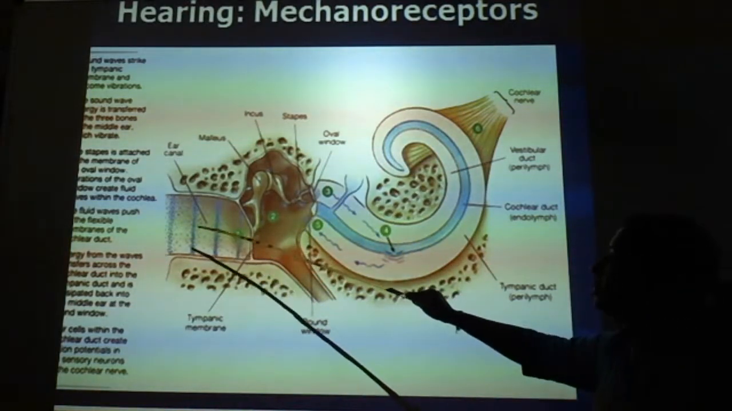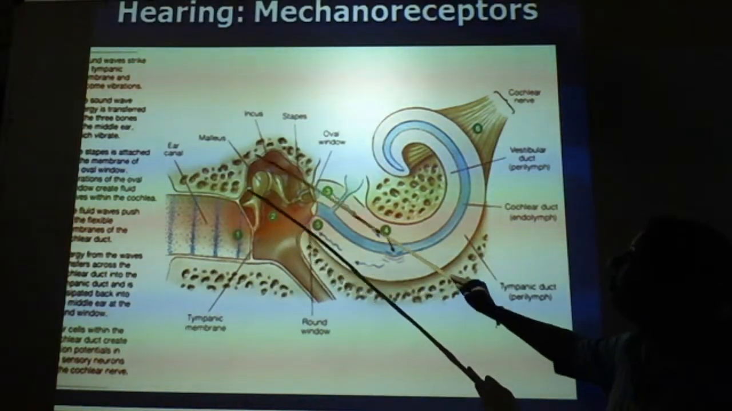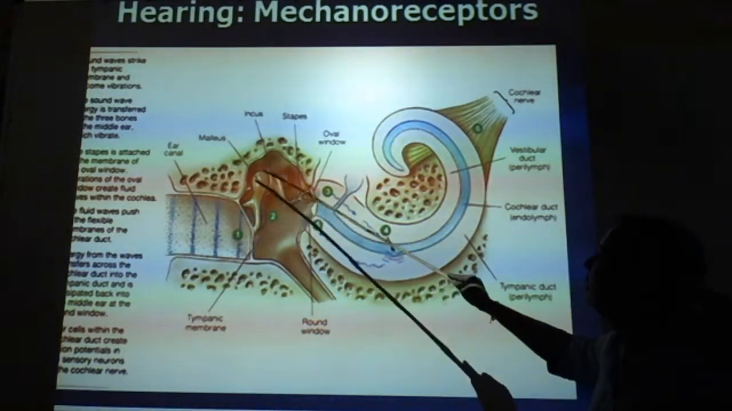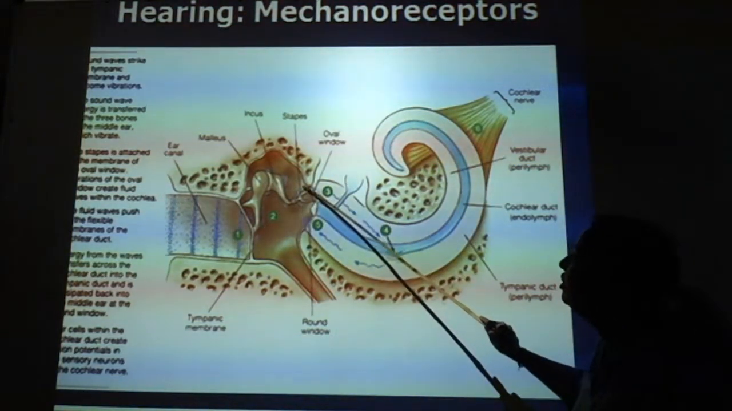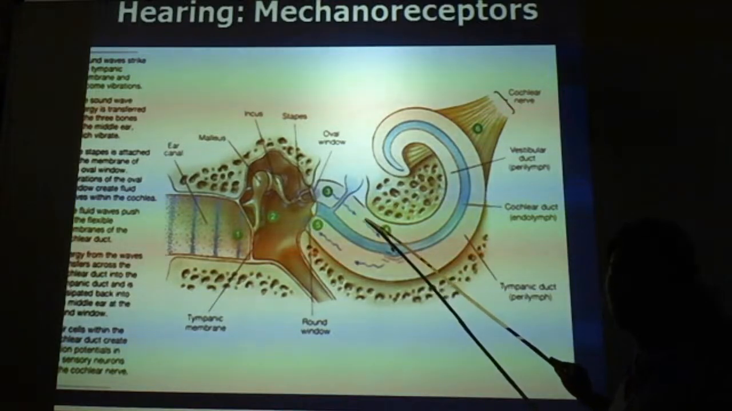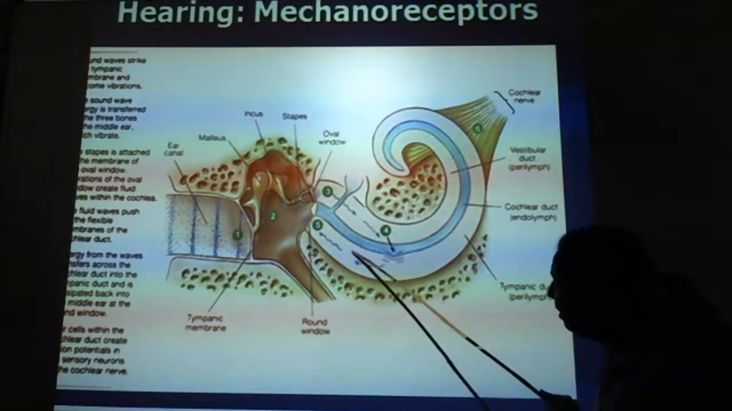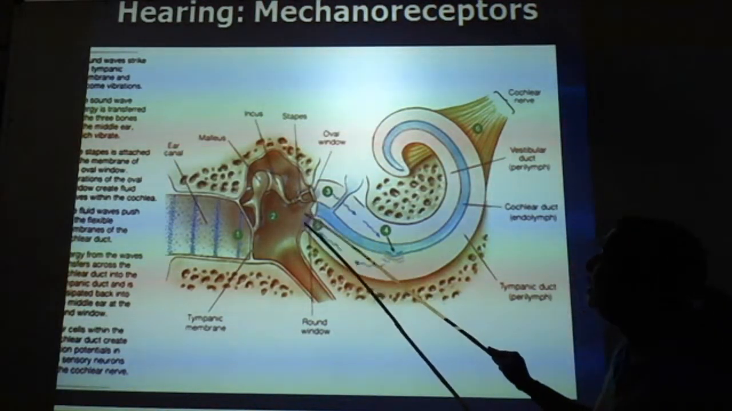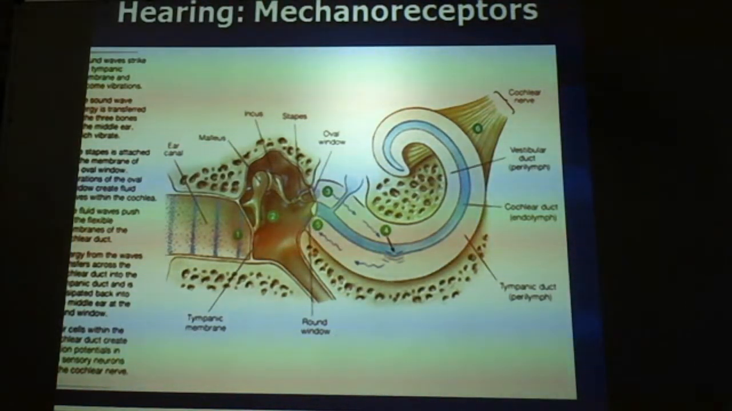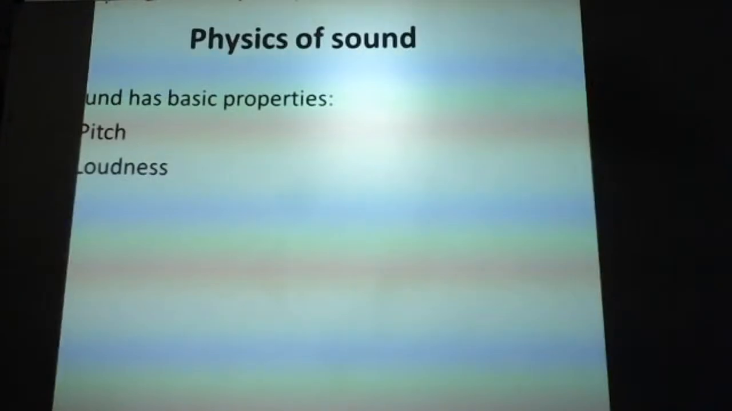So the sound waves hit the tympanic membrane and cause movement of the ossicles. Vibrations are set in the oval window. That further causes the fluid movement, and it again hits back against the round window, and then it again comes to the round window to stimulate the sensory neurons of the cochlear nerve.